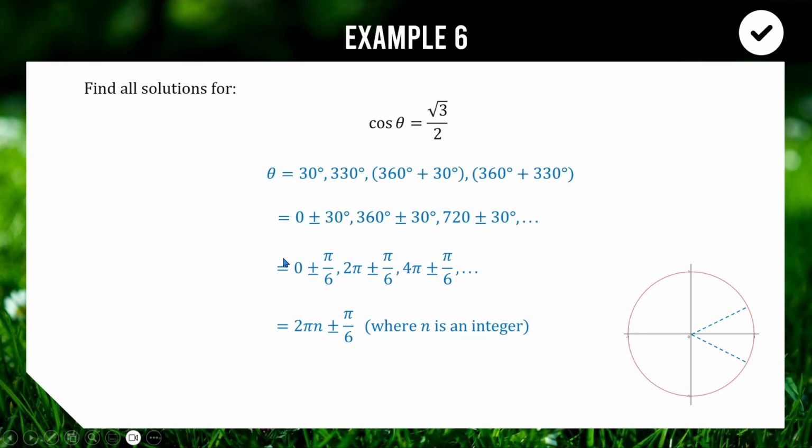It's going to give us this one when n is 0, this one when n is 1, this one when n is 2, and so on and so forth. It's also going to give us the negatives, like -2 pi, -4 pi, because an integer can be positive or negative. So that last line there in blue is the most succinct way of writing all the solutions.